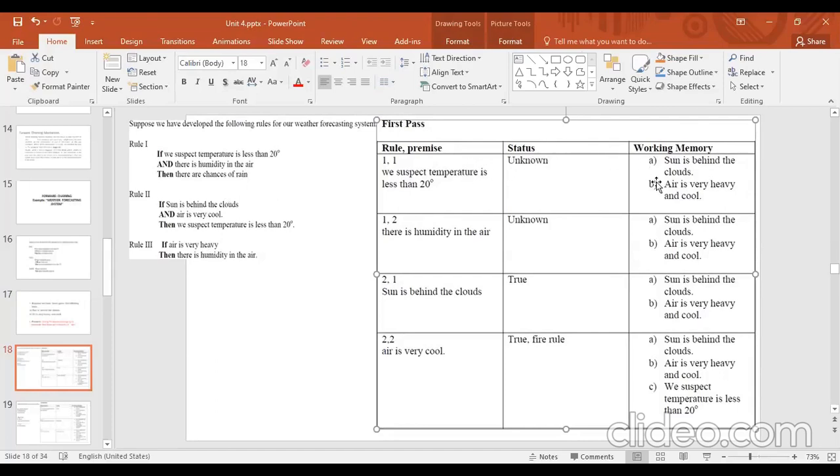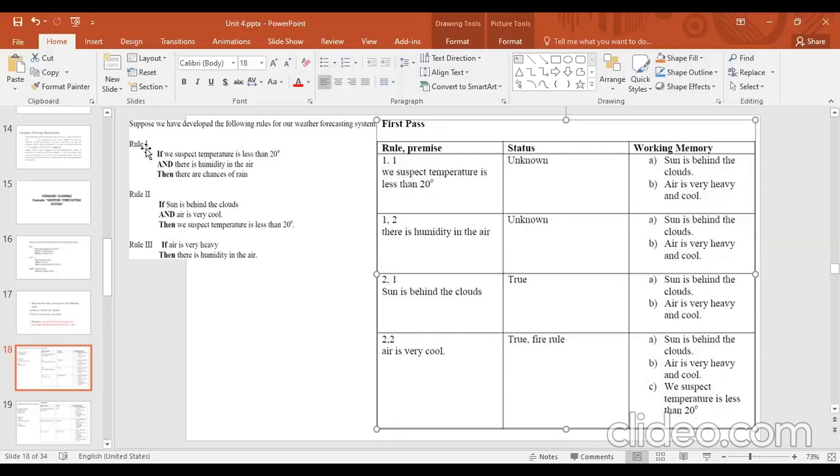If the rule is matched with the working directory, then I can write true or fire our rule. So we can add our rule in working memory. Working memory is helpful to take our decision or solve our problem. And here the first column shows that one by one we have to add our rule.